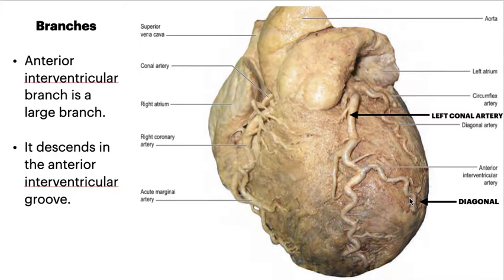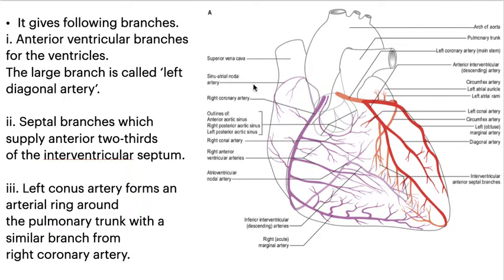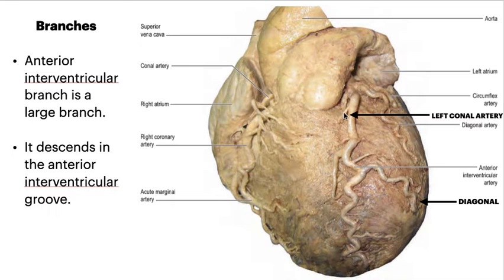This is the left diagonal artery. Then the septal branches, which are supplying the anterior two-thirds of the interventricular septum. Then we have a left conus artery forming an arterial ring around the pulmonary trunk, with a similar branch from the right coronary artery, as you can see here. This is the left conal artery over here.